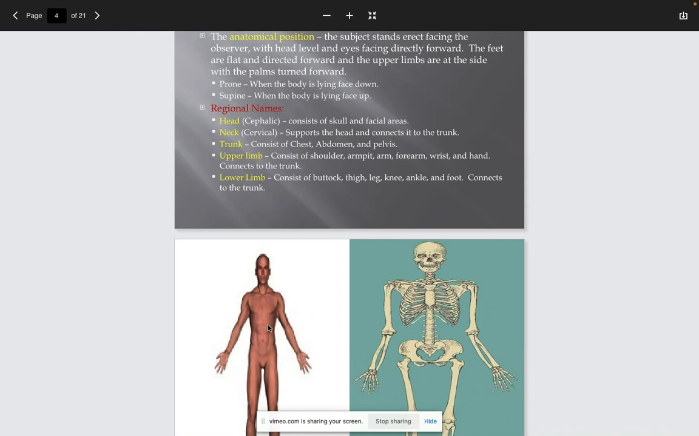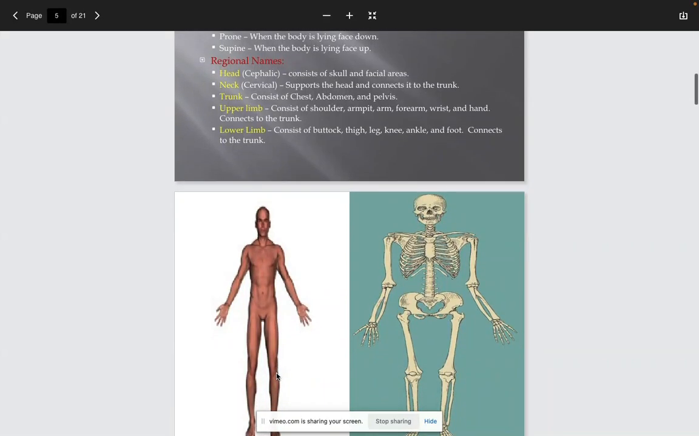So you could say that the man had numerous bruises or lacerations present on his trunk. If you read that in an ER note, you would know that they're talking about the chest, abdomen, and maybe even the pelvis. When we talk about the upper limb, this is kind of self explanatory. We're talking about the shoulder area, the armpit, the arm, the forearm, and the wrist and the hand. So, this whole area here is described as the upper limb. And then the lower limbs, of course, this is everything consisting of the buttocks, the thigh, the leg, the knee, ankle, and foot on down here.